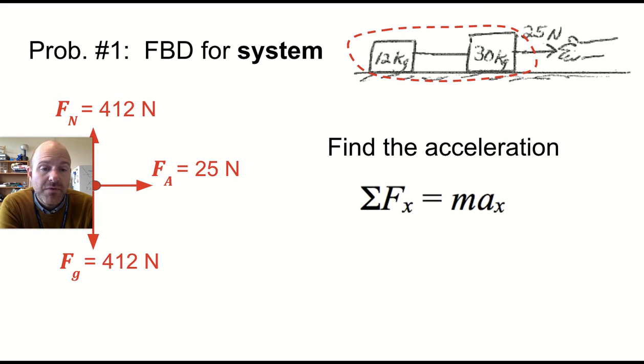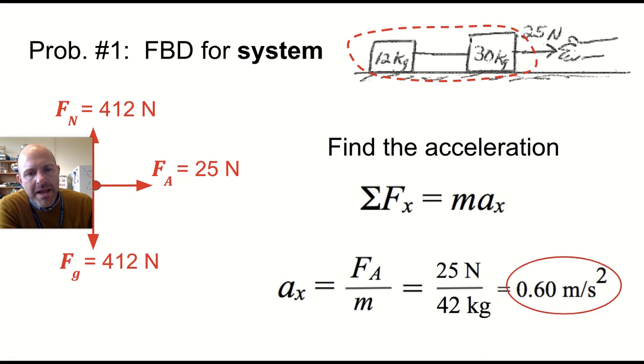To find the acceleration, we're just saying the net force in the x is ma. The applied force is 25 newtons. The total mass is 42 kilograms. We get 0.6 meters per second squared.